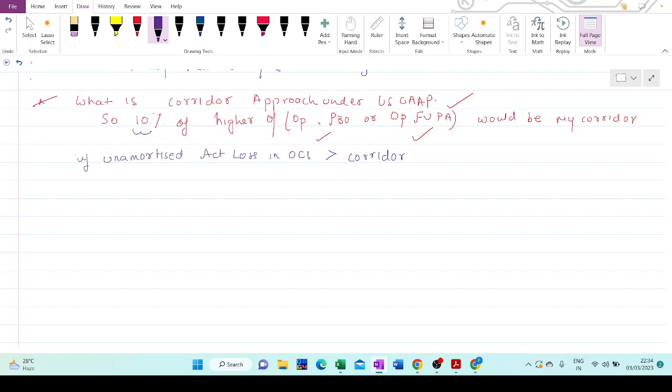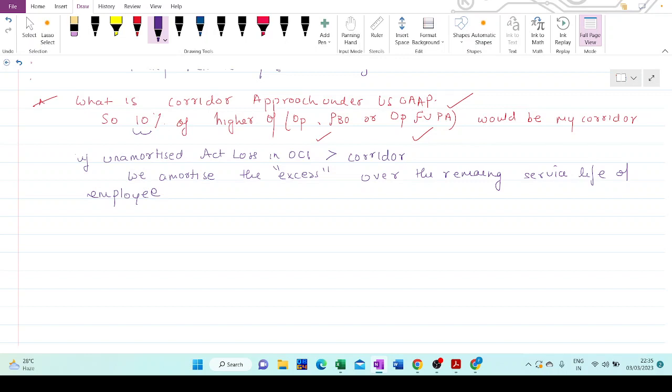So what do we do? We amortize the excess. Now please note the word excess. We amortize the excess of the actuarial loss over the corridor over the average remaining service life of employees. Right. So I will explain this with an example. We'll do this with the help of an example.